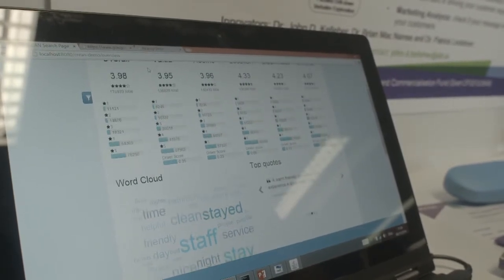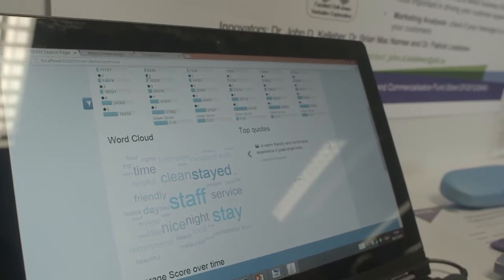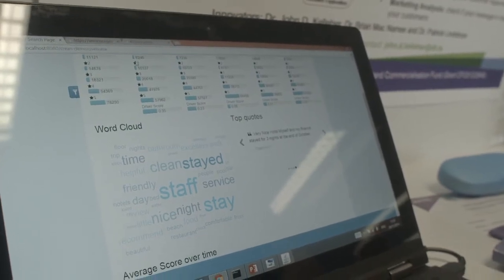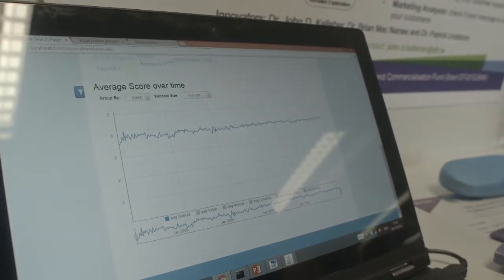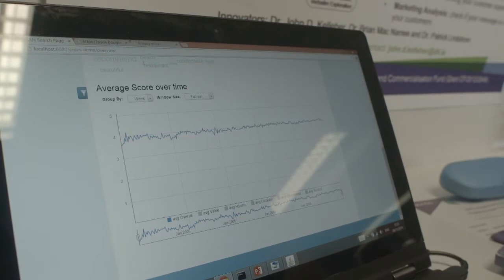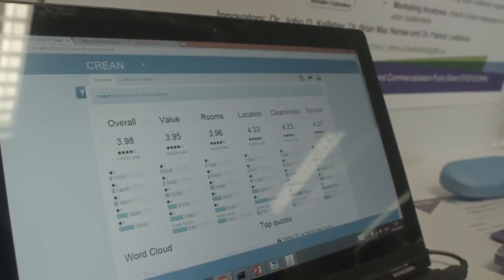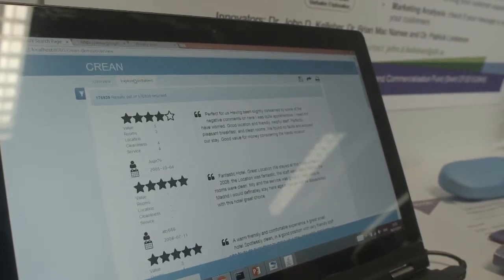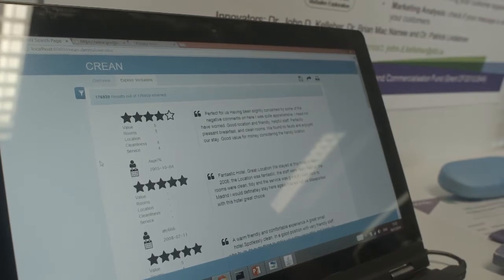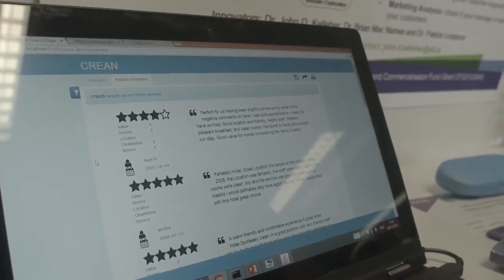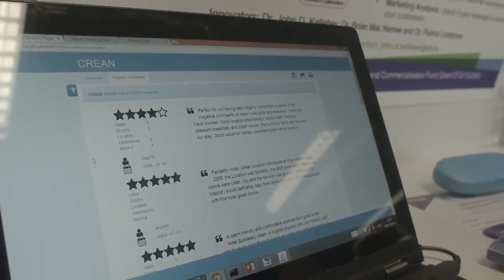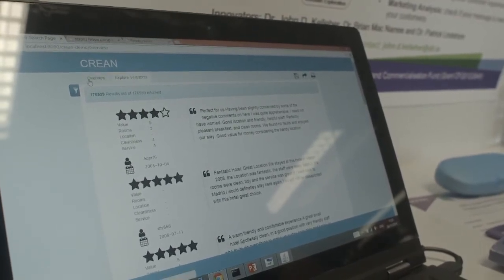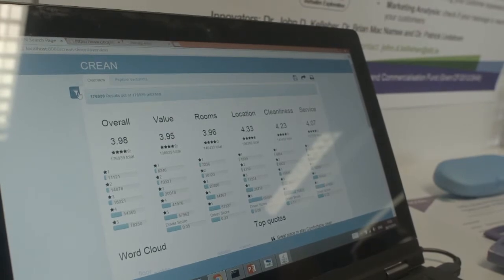Underneath we have a word cloud, which gives high level information about the text and the reviews, and the top quotes. We also have average scores over time, in case there's a time component to the reviews. Then in the Explore Verbatim tab, we have the actual verbatims. Now there's 180,000 or so verbatims, so trying to read through all of them can be very hard. So what we'll have then is our drill down, which allows us to filter into the data.